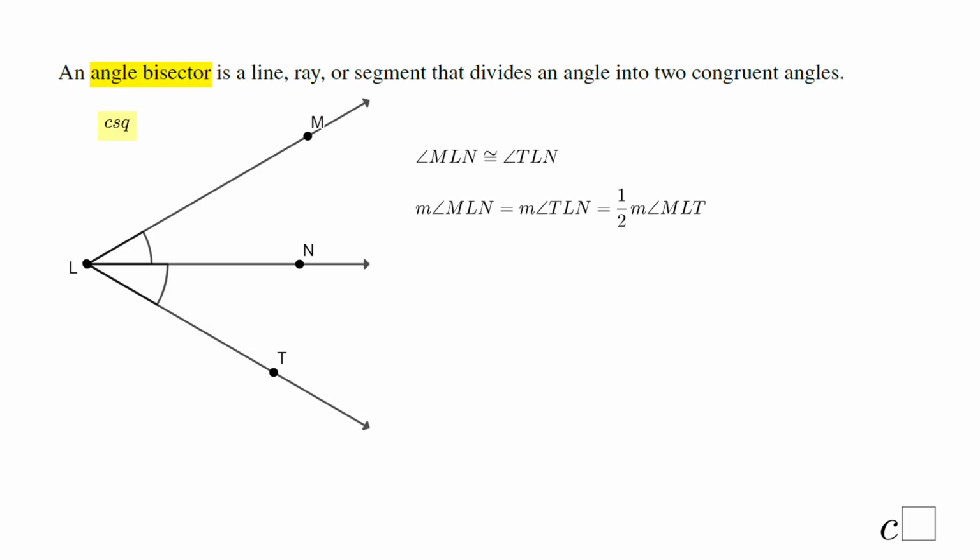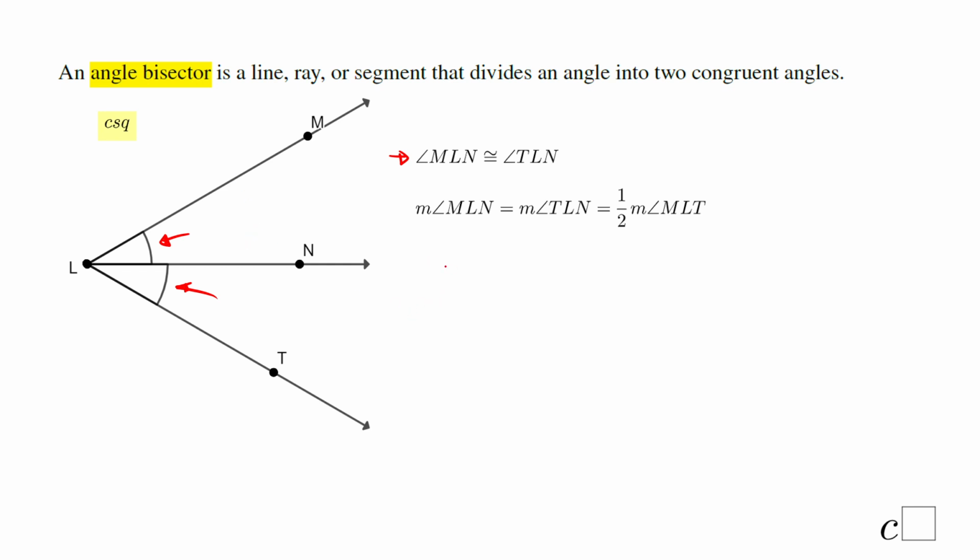My next part in this lesson will be about angle bisector. And you notice here I said an angle bisector is a line. It can be a ray, it can be a segment that divides the angle into congruent parts. Like in this case, we have this ray, LN, that breaks the angle MLT into congruent parts. You can see my statement here. These two angles are congruent. The measures are the same. Moreover, the measure of each angle is half of the big angle. That's one way to say it.